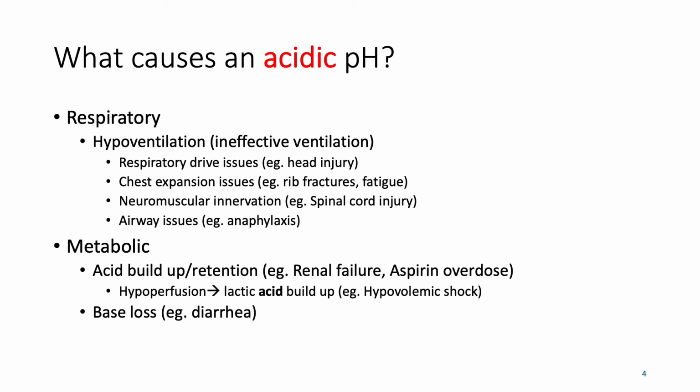Now, an example of base loss that leads to metabolic acidosis is something like diarrhea. So stool is very alkaline, so when a patient loses excessive amounts of stool, they're losing excessive amounts of base or alkaline materials, and what is left behind? Too much acid. So we see metabolic acidosis in diarrhea.